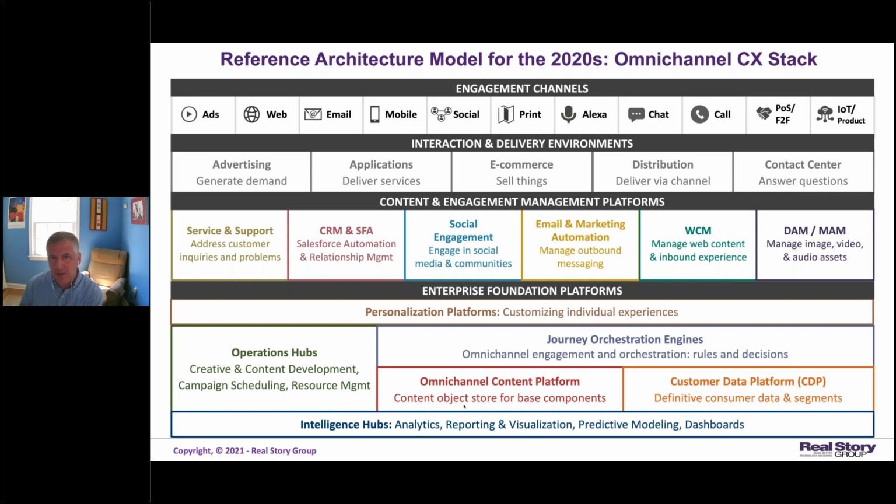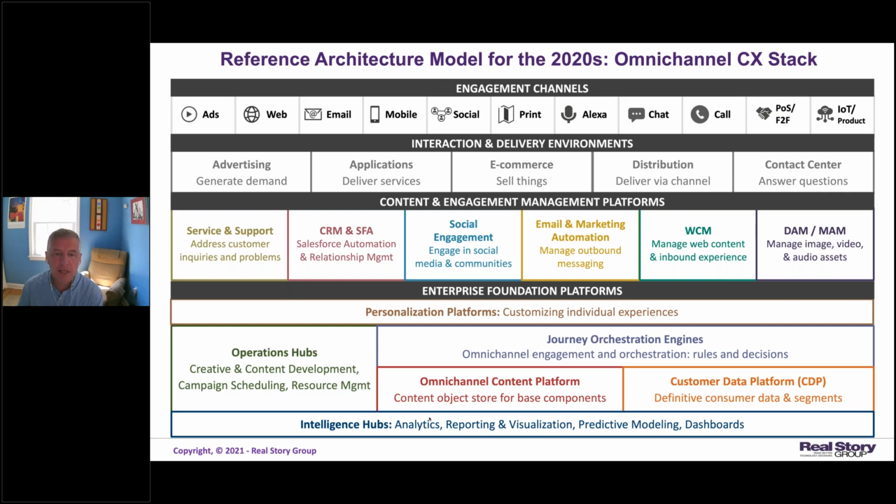But the general idea you can see here is that you have these various engagement channels at the top, various interaction delivery environments underneath them, and then these content and engagement management platforms you see in the first colored layer in the middle. That's what many of us have been spending a lot of time, in many cases a lot of money, trying to modernize and make heftier, but that has also led us down the dark alley where many of those capabilities, the data, the content, the decisioning, are then trapped within those specific platforms.